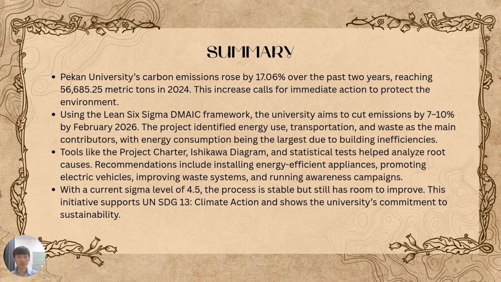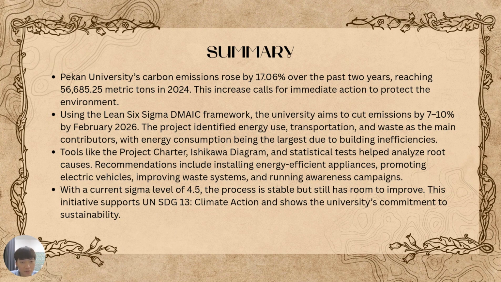Now I'm moving to the summary. Pekan University carbon emission rose by 17.06% over the past 2 years, reaching 56,685.25 metric tons in 2024. This increase calls for immediate action to protect the environment. Using the Lean Six Sigma DMAIC framework, the university aims to cut emissions by 7 to 10% by February 2026.